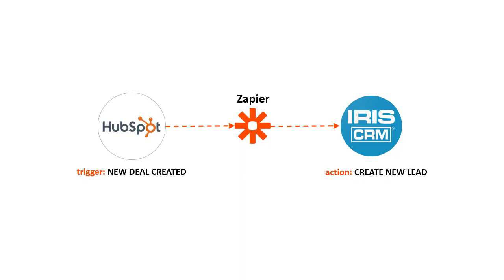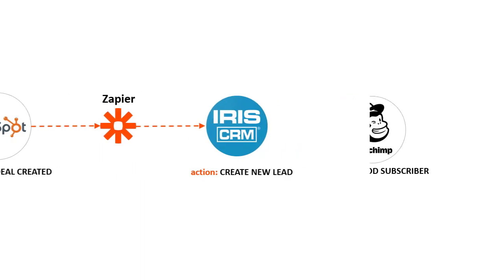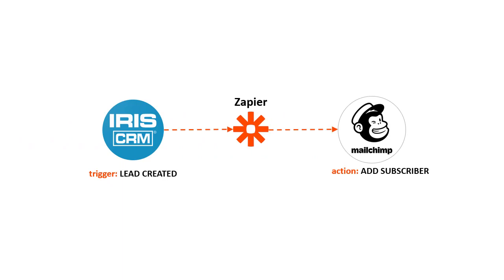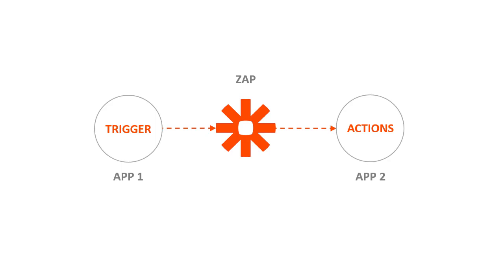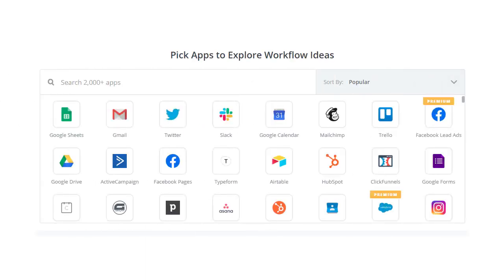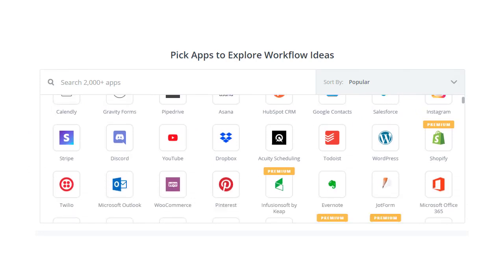The integration also works in the opposite direction. For example, when a new lead is created in IRIS CRM, you can have Zapier add a new subscriber to a MailChimp campaign using the email address retrieved from the lead. The task automation is achieved by creating automation workflows called zaps. A zap consists of a trigger event and one or more actions that take place in the connected apps after the event is triggered.